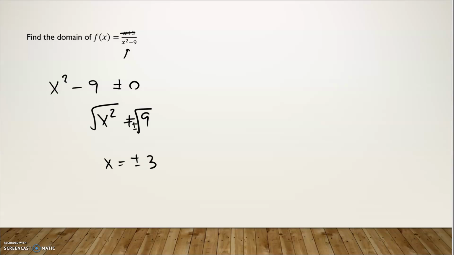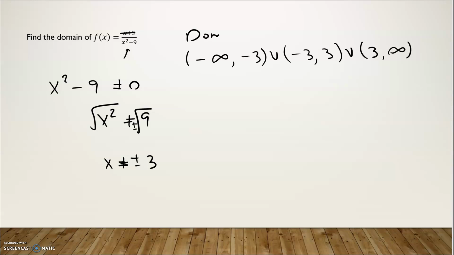Okay, so your domain can be anything except positive 3 or negative 3. So we can start at negative infinity and go all the way up to negative 3, union that with negative 3 and everywhere in between negative 3 and 3, union that with, okay, starting back at 3 but not including it, and going all the way to positive infinity. So this would be my domain right here.